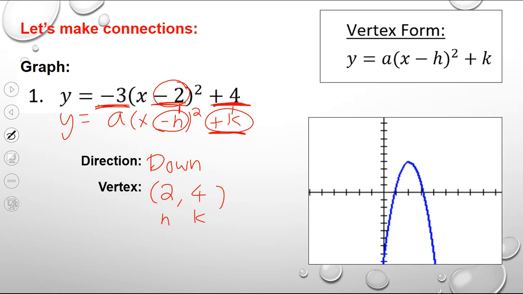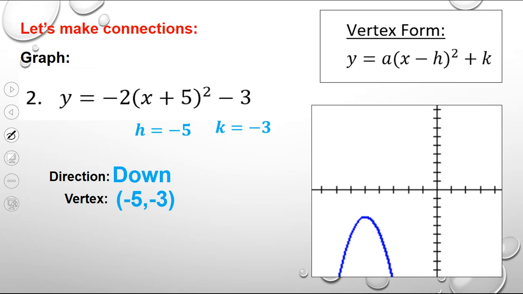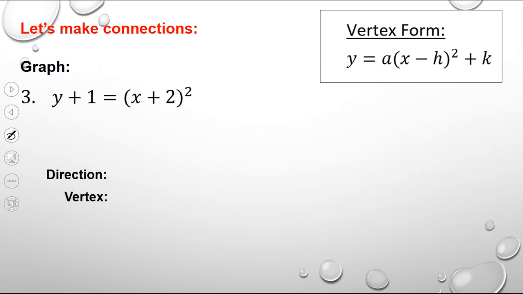You can graph this on a calculator, of course, and you can see that. Why not? So if you did, let me do the third one instead of this. Okay. Now the third one, notice what form it's in. It's in the y minus k equals a times x minus h squared.